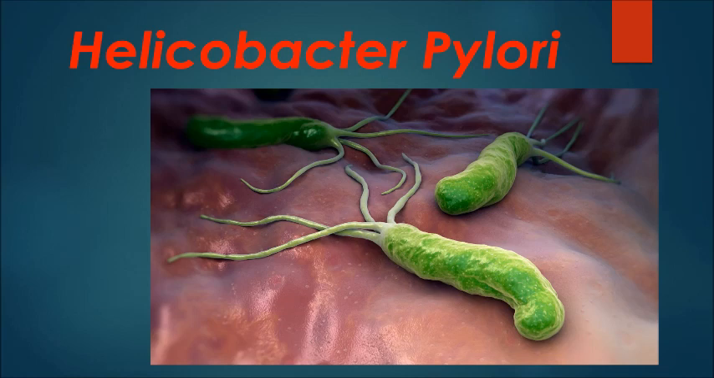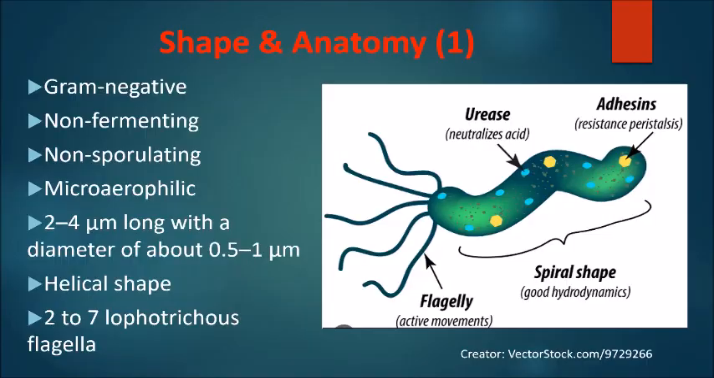For this presentation, we're looking at the microorganism Helicobacter pylori. Helicobacter pylori is a gram-negative, non-fermenting, non-sporulating, microaerophilic bacteria. It's about 2 to 4 micrometers long, with a diameter of about 0.5 to 1 micrometers. It has a helical shape with about 2 to 7 lophotrichous flagella at the end. That means that all the flagella are used for movement in one direction.